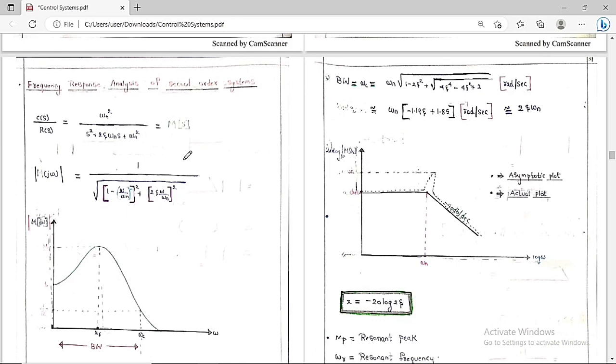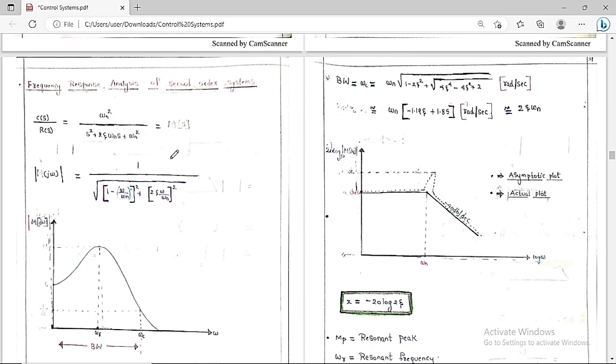So now we will discuss something more, which is the frequency response analysis of the second order system. We are going to study it in a very detailed manner.